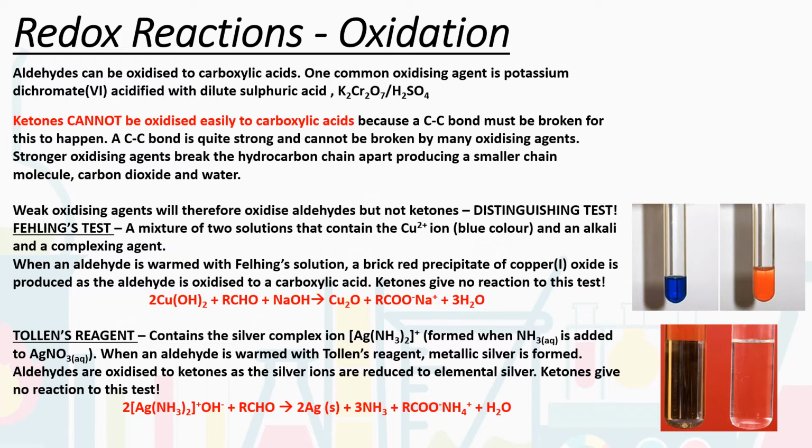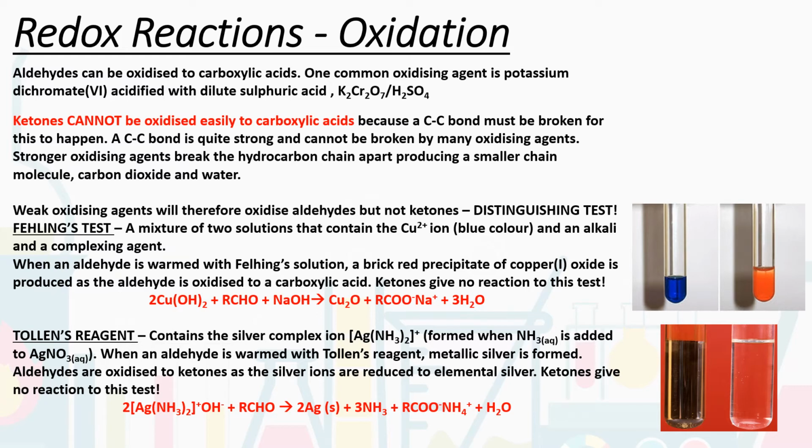And so there's two reagents that we can use. The first is Fehling's test. Fehling's solution is actually a mixture of two solutions that contain the copper 2+ ion. Now the copper 2+ ion is blue in colour. And it also contains an alkali, sometimes sodium hydroxide.